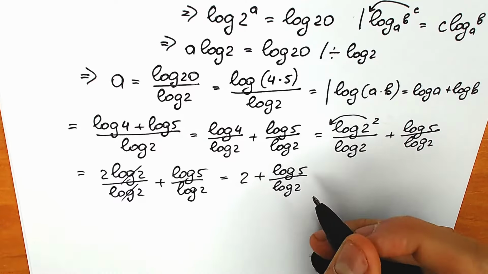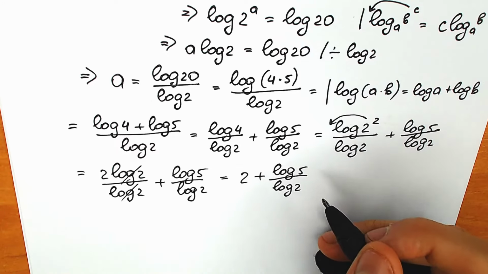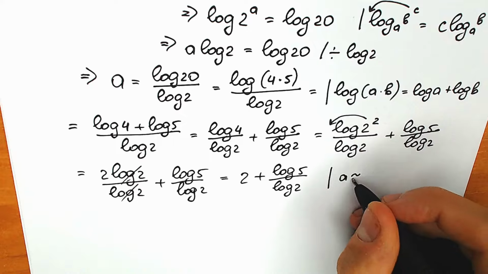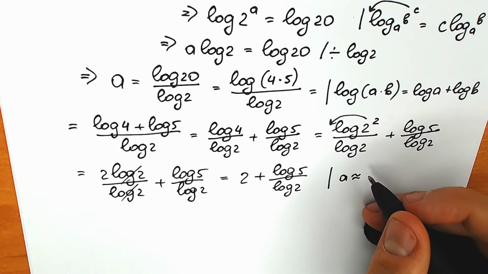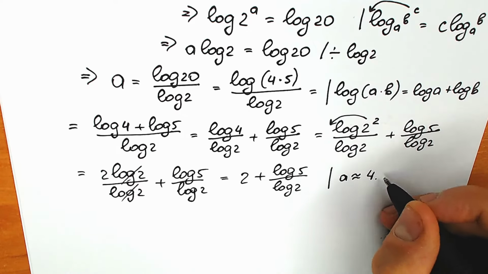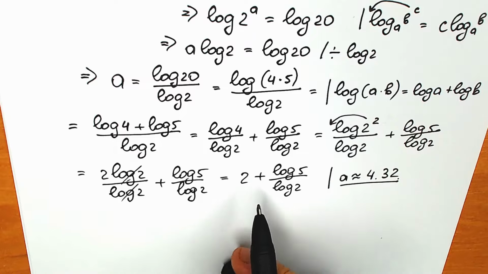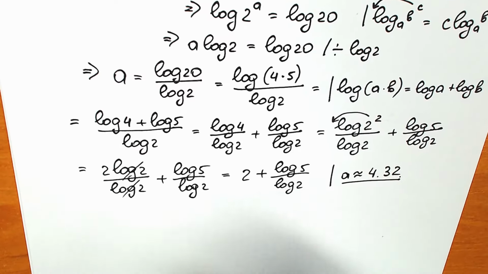log 2. This is our final answer to this question, and if you're interested in the approximate value, a is approximately equal to 4.3032. Right now, in the next step, I want to check this root real quick, because it's really important. We can easily do this, okay?